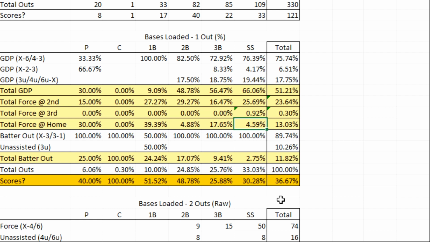My guess is if it's hit to the middle infielders, the runner on third is scoring. If it's hit to the corners, he's probably more likely to hold. But we'll take a look at that in the next video, where I'll dive in to see what happens when there's not a force at home, but there's still a runner on third base.